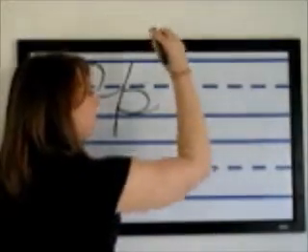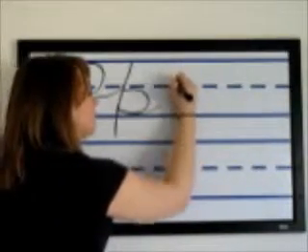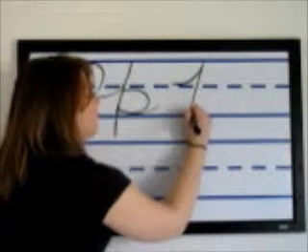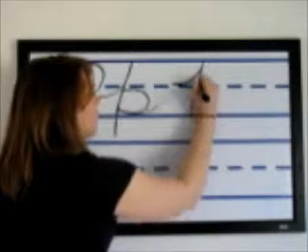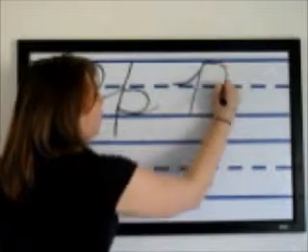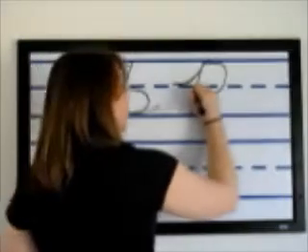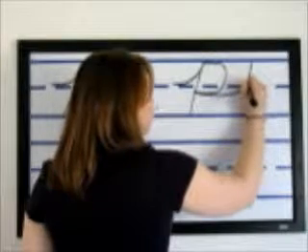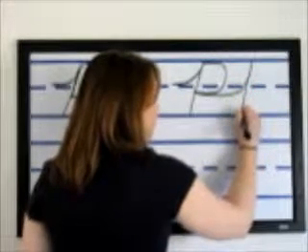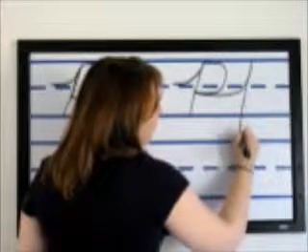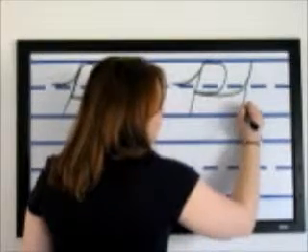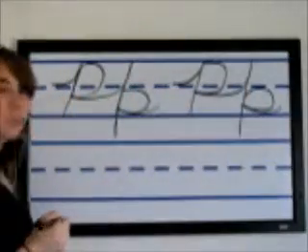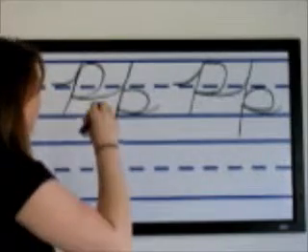Let's do it again. Starting at the middle line, rock up to the top, bring your slant line down to the bottom line, retrace back up to the top, roll around, and then again you're going to go straight up to the top line, retrace it back down to the middle, continue your line to the bottom line, go past the bottom line, retrace back up to the middle, curve around, and there you go. Let's do it one more time. It can be a little tricky with your lowercase P.